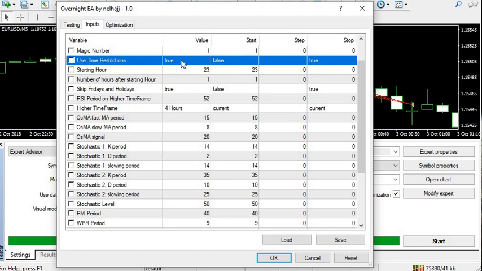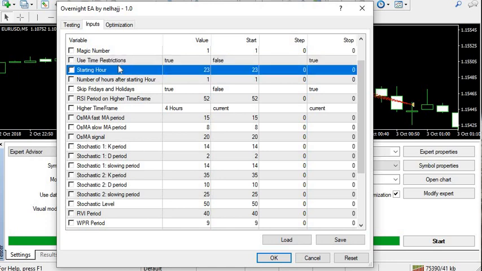Use time restrictions. It's an on-off parameter. If it's true, then we only trade during specific hours. The EA is mainly done in a way that it's better to have it on, but if you decide you want to trade all day long, then it's your choice. But the default settings are that it's on. Now when this is on, we go to starting hour. This is the hour of the day where the EA starts looking for trades. And here we have it at 23, which is 11 p.m.